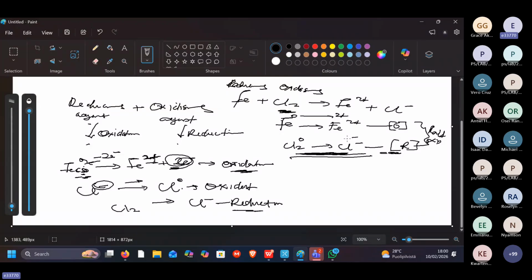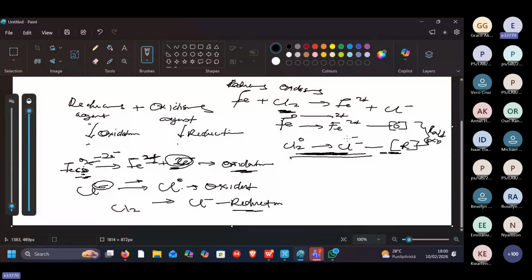So at the end, the oxidizing agent is being reduced. That means the oxidizing agent is going to be more negative. Then the reducing agent at the end will be more positive. It's going to lose electrons, but it is causing reduction to happen. It makes sense.